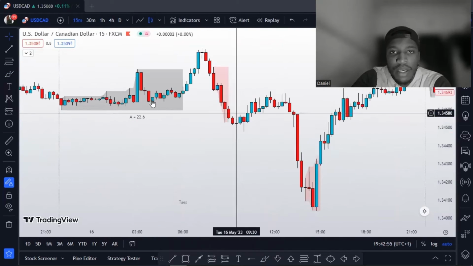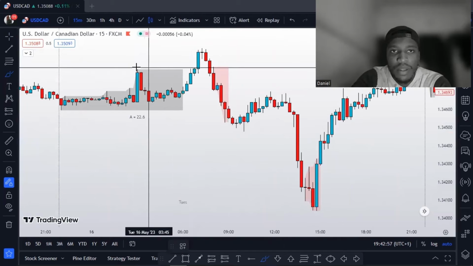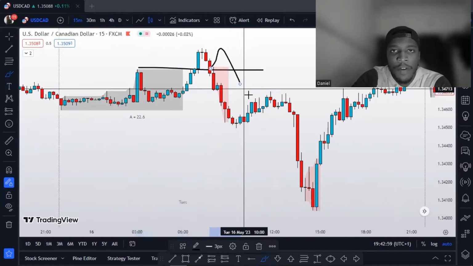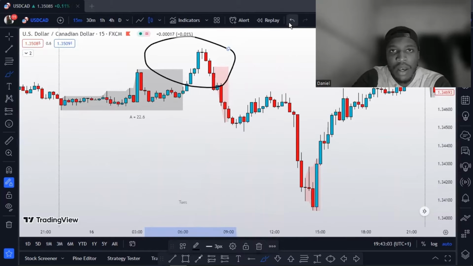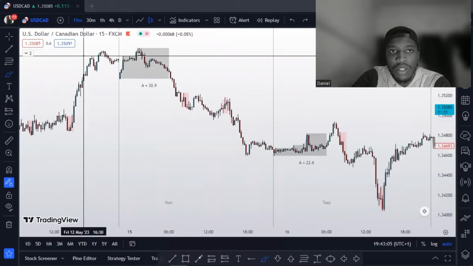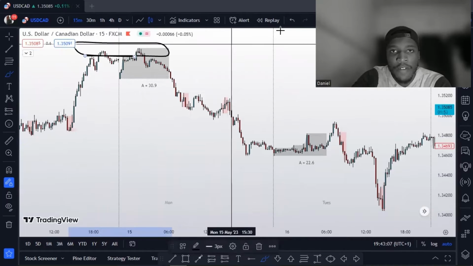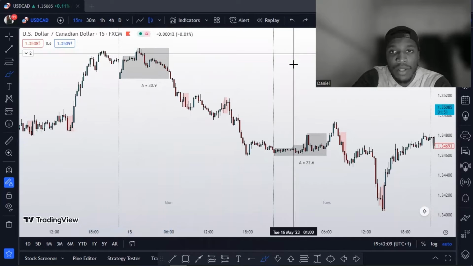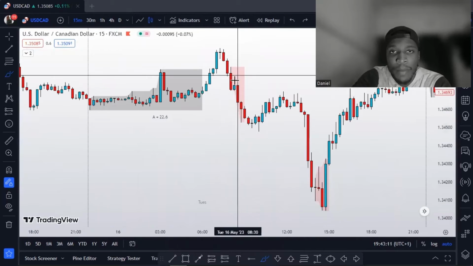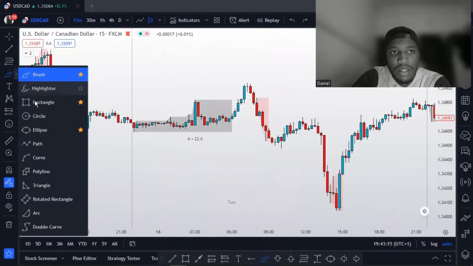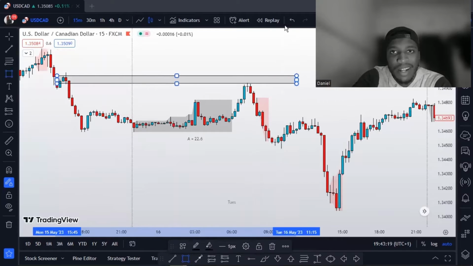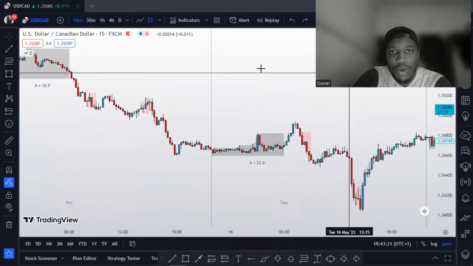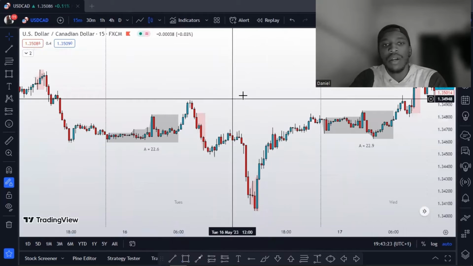We have this breakout here, but we didn't really get a W formation on the second leg. So this was a pass for me. I didn't take this. You can take this mainly because it's just reversing. It's possible to take this first leg, but it's recommended to take the second leg, right? Some people might say, this is an order block here, and you enter here, something like that. I don't really trade order blocks, so I have no idea how that works.